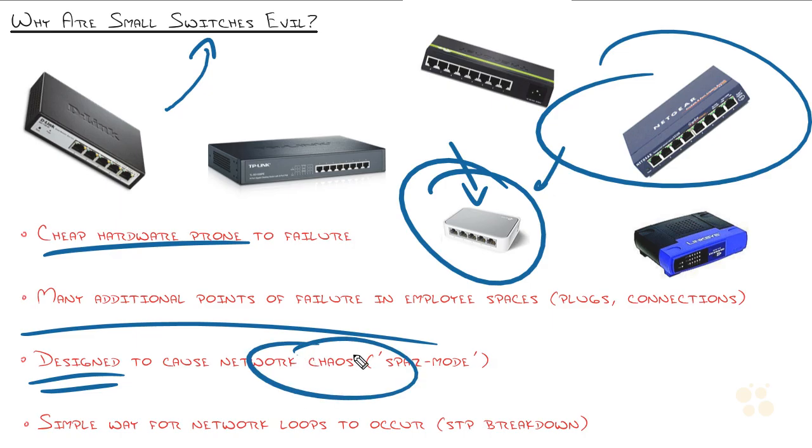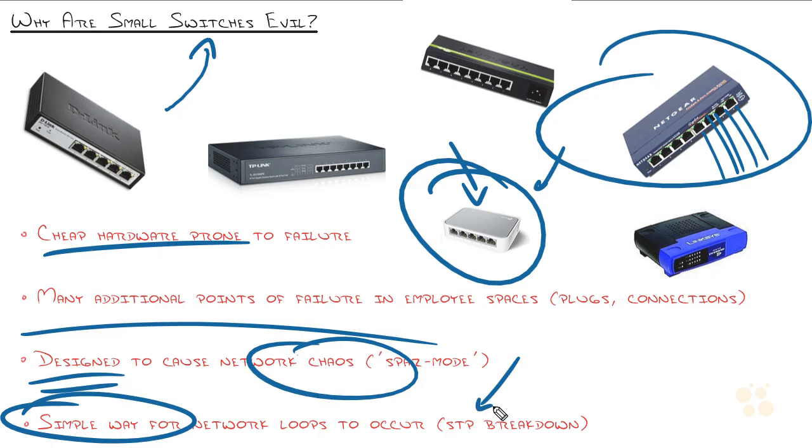It's bad enough if they just die, but some of them will just start spewing tons of network traffic, like something goes berserk in them, and all of a sudden all of your communication around the network just slows down, or you get errors showing up on ports and ports disabling themselves on your real switches because they see all of these errors coming in. It's also a simple way for network loops to occur. I call that spanning tree protocol breakdown.